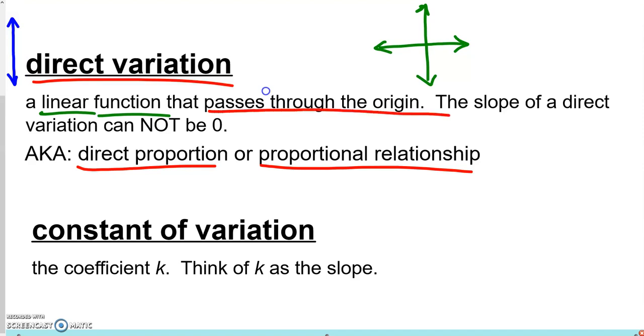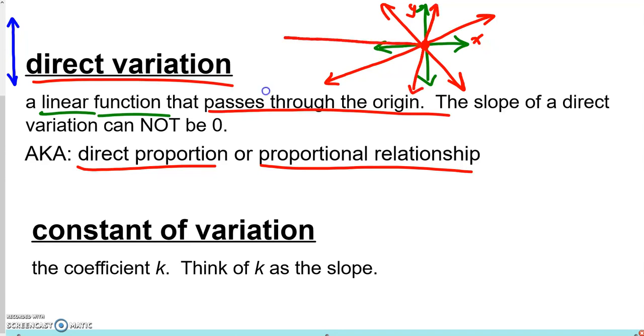Now something else. It must pass through the origin. Remember, the origin is right here where your x-axis and your y-axis meet. So there's your origin. So we have to have a straight line that passes through the origin. And it can go that direction. It can go this direction. It can be super duper steep like this. Okay? It can be not steep at all, almost flat. But the rule says it has to be linear, a straight line. Has to be a function, so it can't be vertical. It must pass through the origin.